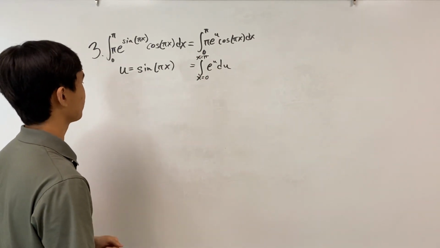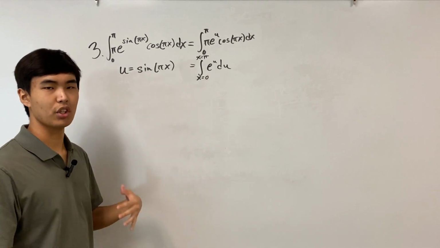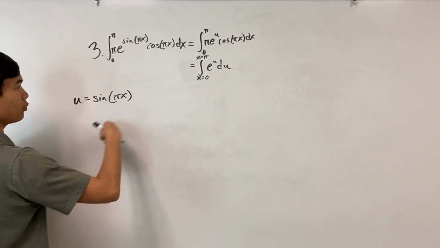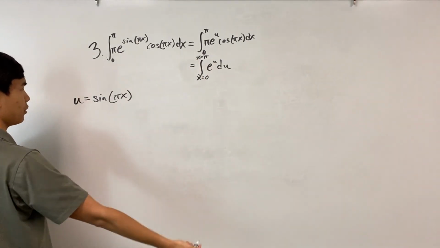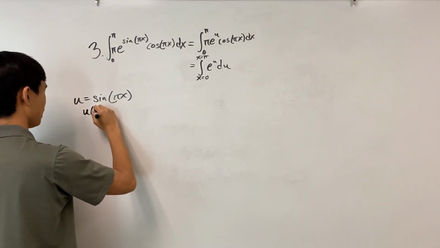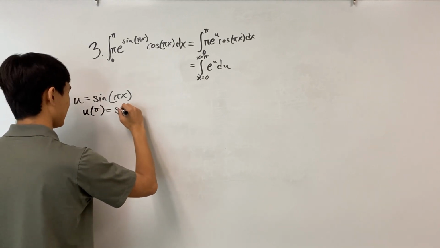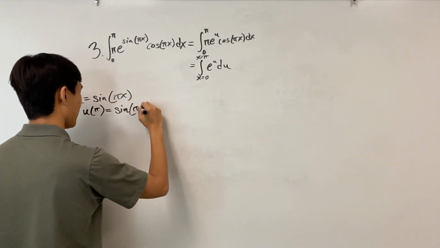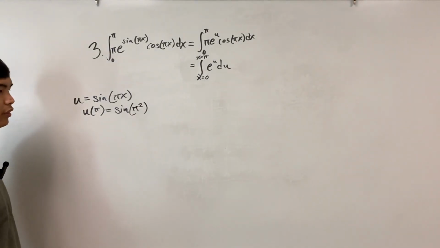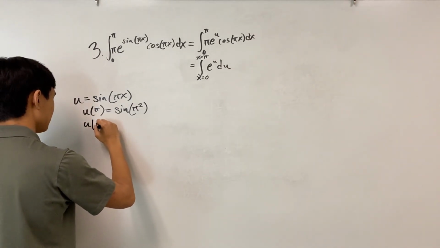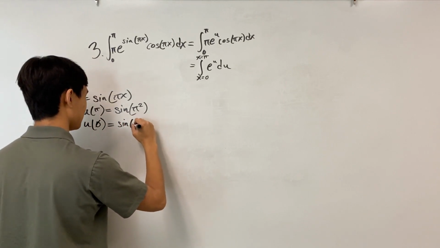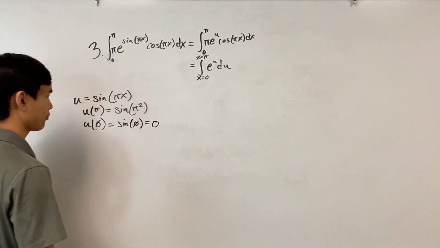or we can just change the bounds of integration in terms of u. I'll show you both ways so that you know which one you would prefer and which one you can do when doing problems. We have to evaluate u when x equals pi and when x equals 0. So u of pi equals sine of pi squared, and that doesn't simplify to anything, so it's just sine of pi squared. And u of 0 is sine of 0, which is 0.